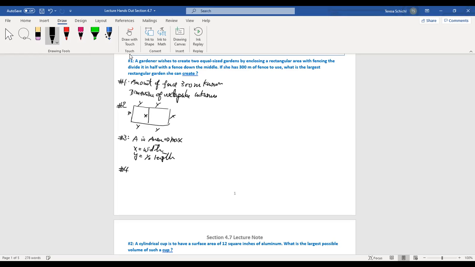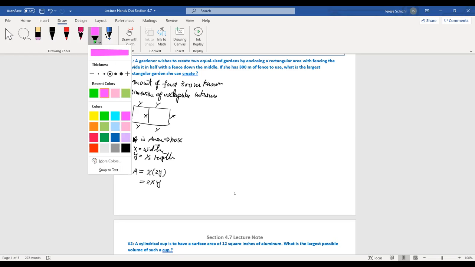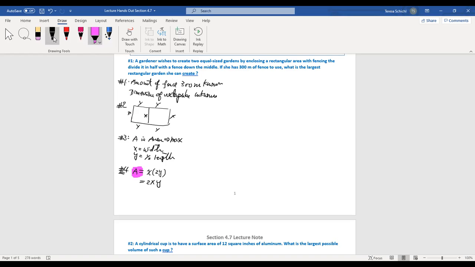Remember, we want to find the relation between all those variables. So this one here is not bad. The relation here is A is equal to what? A is equal to the width times the length. So it's x times what? 2y, right? So it's 2xy. This is the function. What do we try to do here? We try to maximize it, okay?